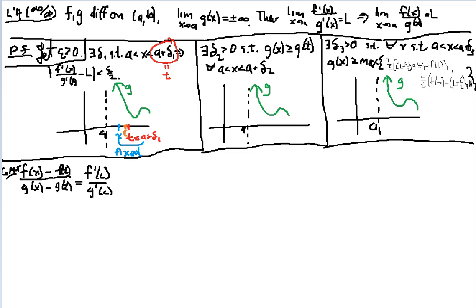And I'm going to start by using this, because I know that this c is between a and t. So that means that f prime of c over g prime of c minus L is less than or equal to this, which implies that L minus epsilon over 2 is less than f prime of c over g prime of c, which is less than L plus epsilon over 2.